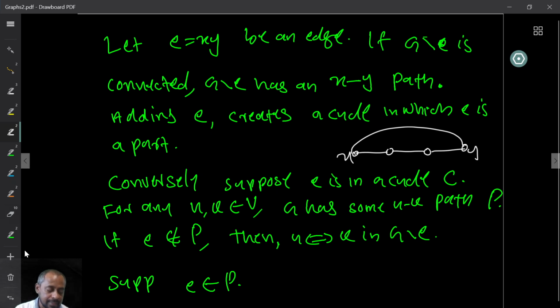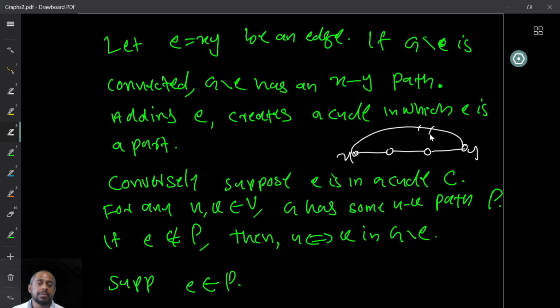So you get a cycle. This creates a cycle in which E is a part, because I am using this edge E to make the cycle. So therefore the edge is part of a cycle. So if G minus E is connected, then E is part of a cycle.